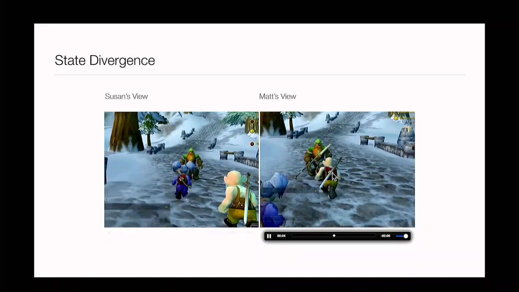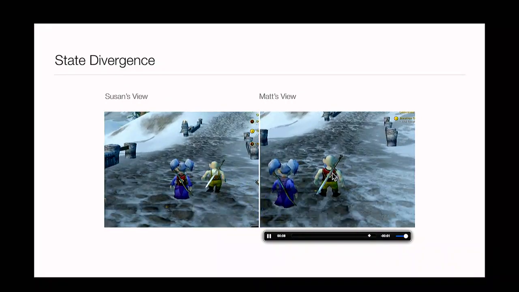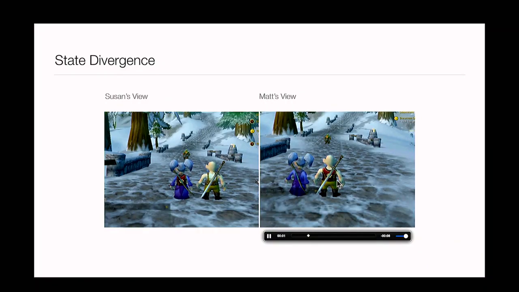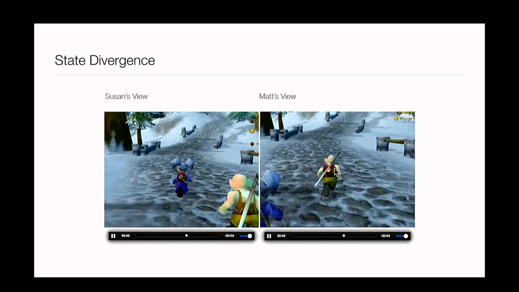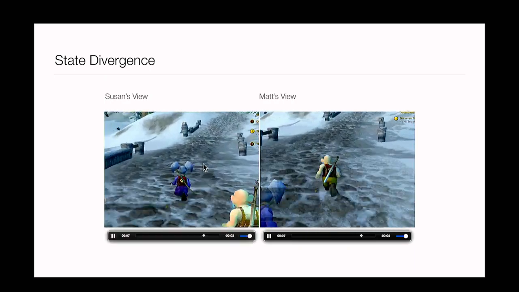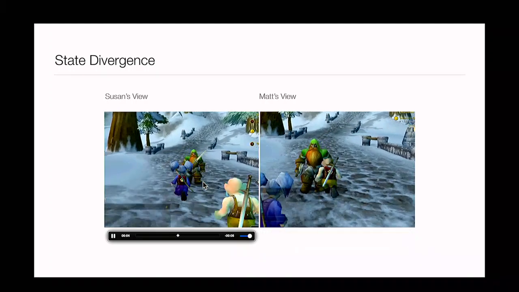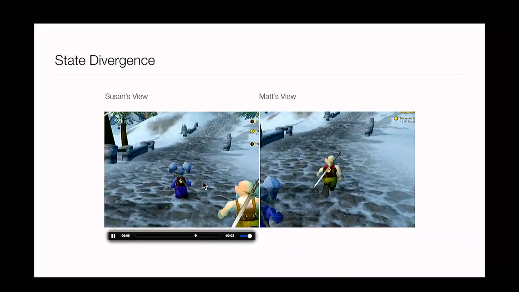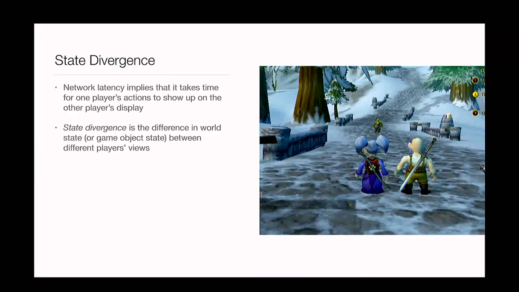I don't know if when Nick generated these images, he generated them correctly or not. But notice that Matt's character even appears different than it does in Susan's world. Here, Matt's got some armor on, and he doesn't in Susan's view. So there's a whole bunch of inconsistencies happening here. That's state divergence: the difference in the world state between different players' views.